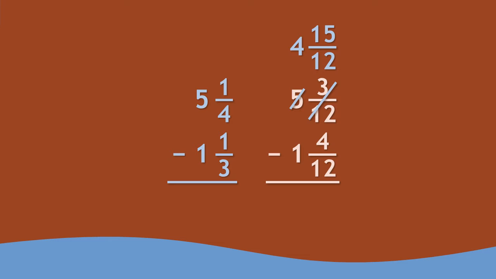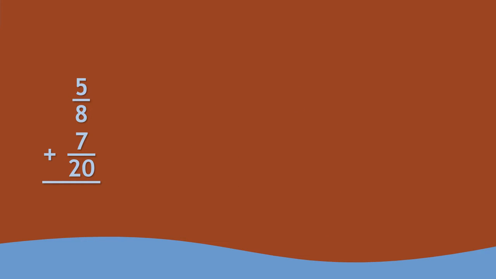So now we can do our equation. So 4 and 15/12 minus 1 and 4/12. Let's start with the fractions. 15/12 minus 4/12 gives us 11/12, and then 4 minus 1 gives us 3. Now again, you need to ask yourself, is the answer to this equation written in its lowest terms? Have we reduced as far down as we can? And yes, we have.